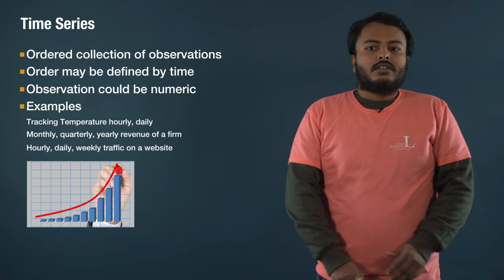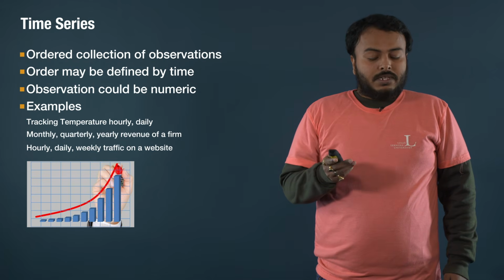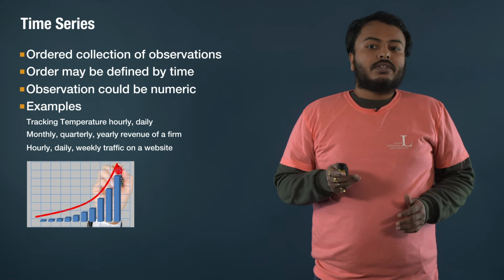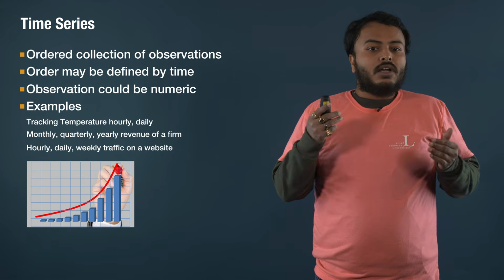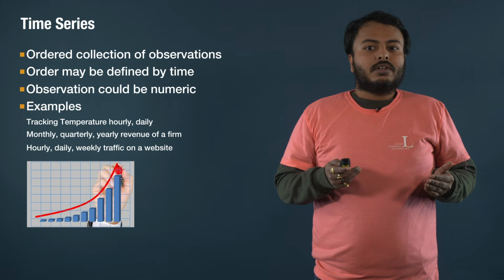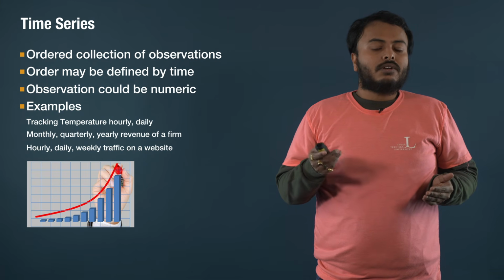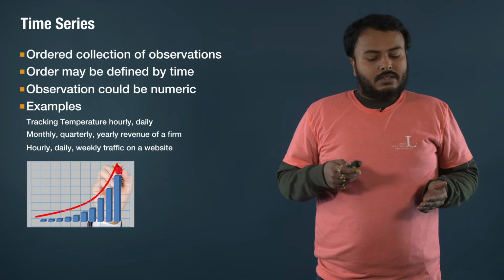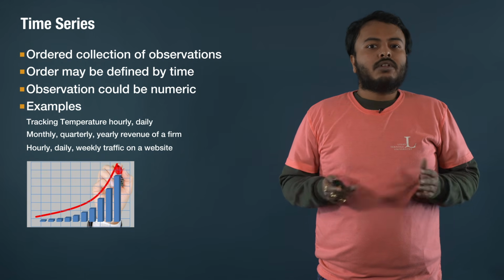Next. So the real examples of time series are like weather monitoring systems, the revenue hourly, quarterly, or the temperature hourly, yearly, monthly, bi-monthly, and the traffic on a website hourly, weekly, like this. So these are all time series.